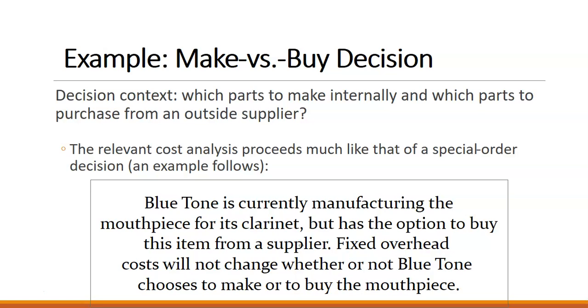Our next example is a make or buy decision. So what we're looking at is which parts do we make internally and which parts do we purchase from an outside supplier. Very similar to a special order decision. So we're currently manufacturing the mouthpiece for a clarinet. However, we have the option to buy from an outside supplier. Our fixed overhead costs will not change, so we have unavoidable fixed costs.